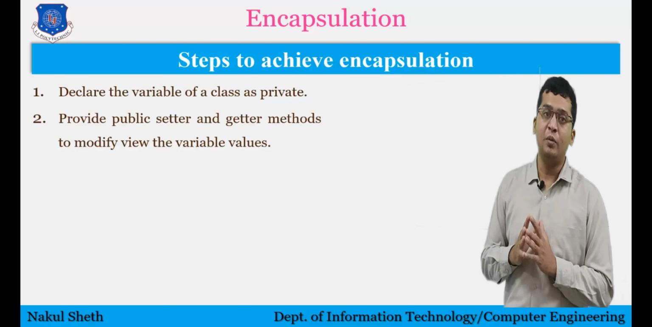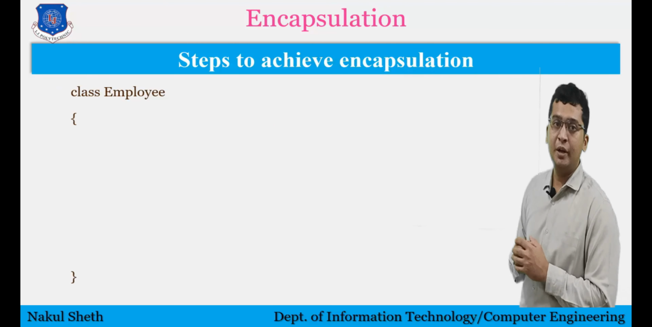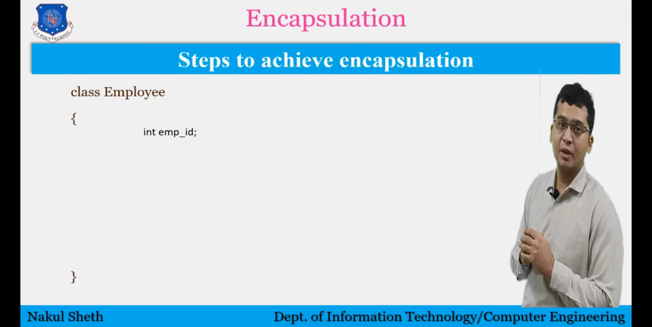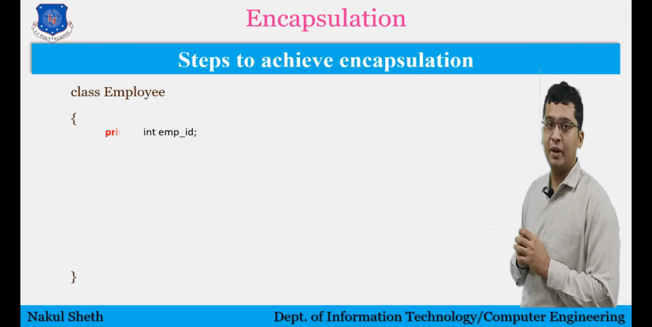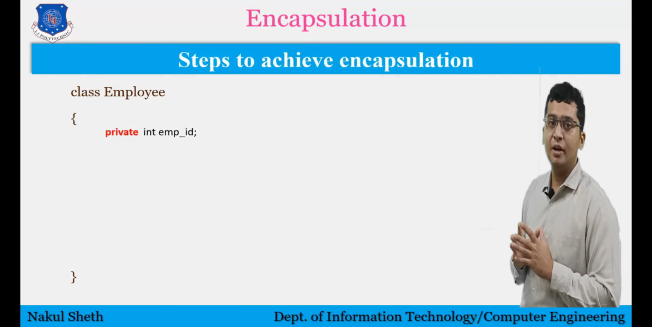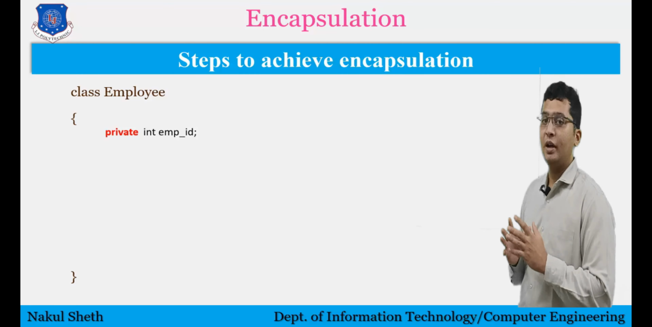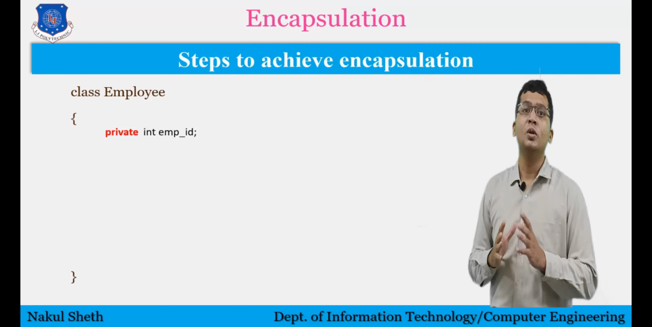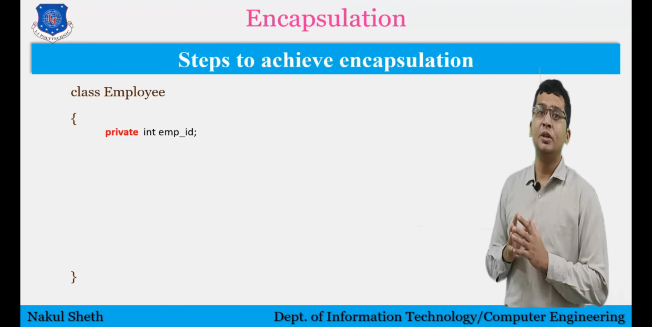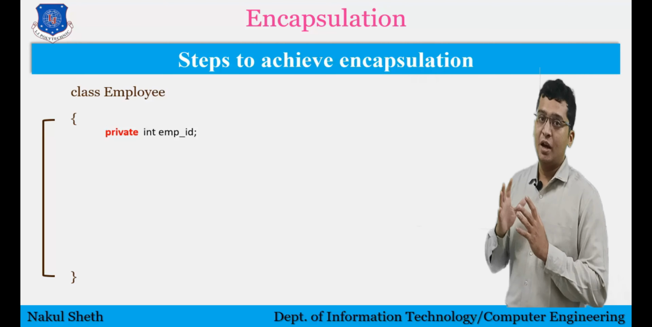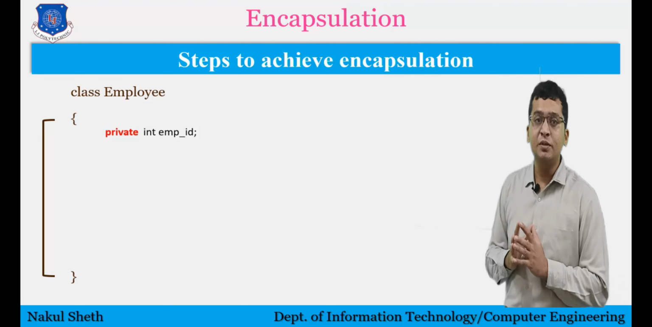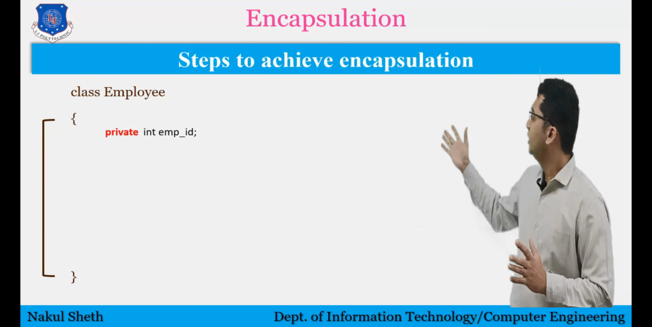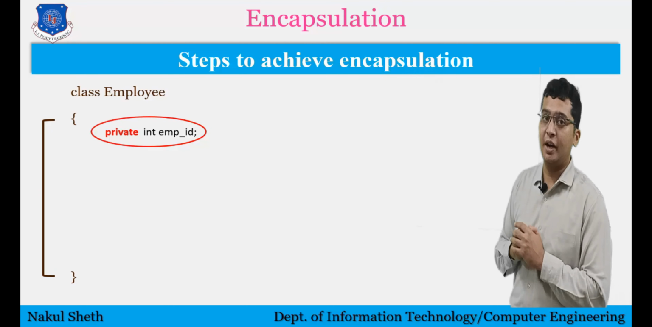Take an example here. I have created a class called Employee. In this class I have declared a variable called employeeID and made that variable private. So what does it mean? We cannot use this variable called employeeID outside of this class, but this variable can only be used in this class. Now remember one thing, this part of encapsulation is known as data hiding.